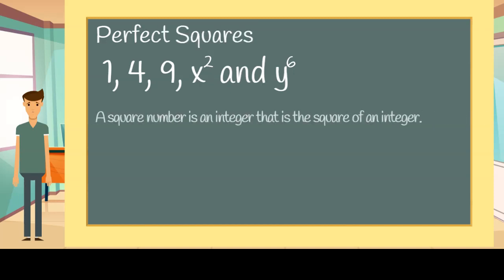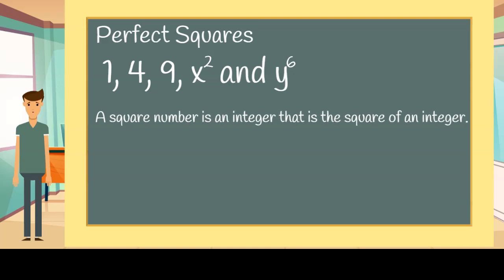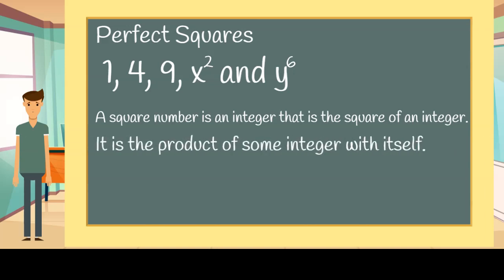A square number or perfect square is an integer that is the square of an integer. In other words, it is the product of some integer with itself. For example, 9 is a square number, since it can be written as 3 times 3.